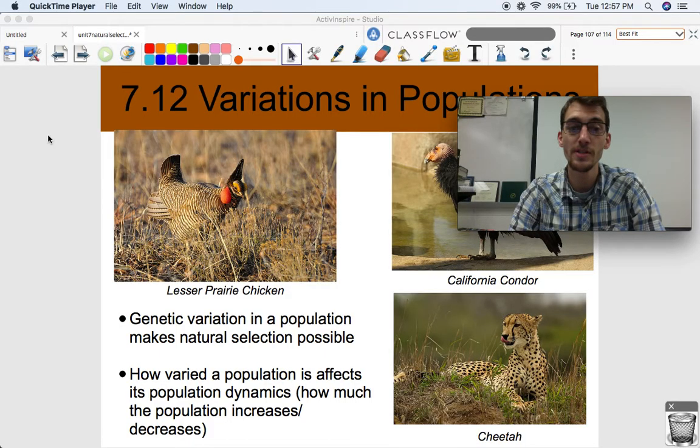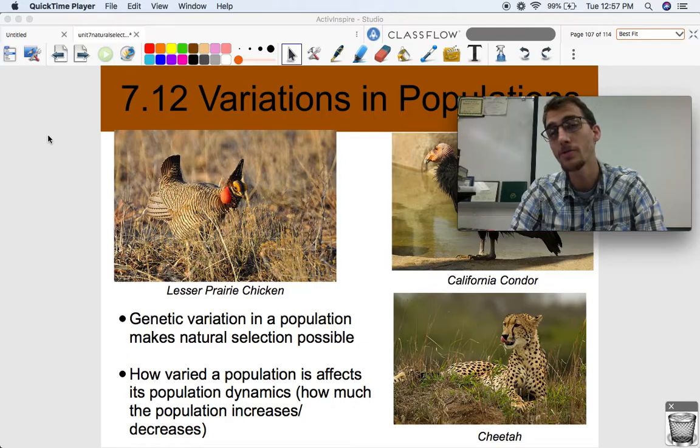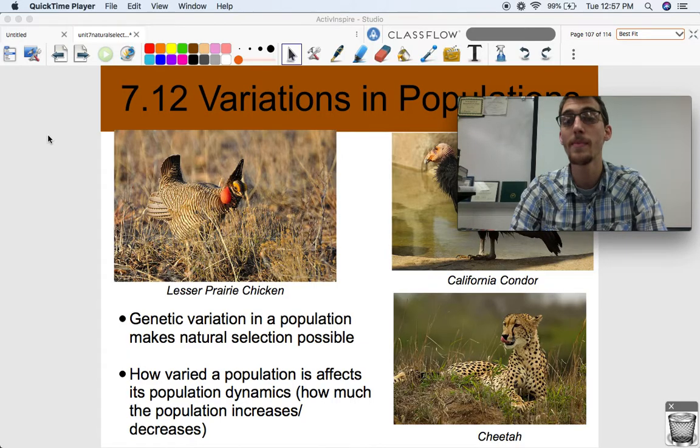Today we are continuing our 7th unit on natural selection by getting into topic 7.12, which is variations in populations. This first bullet point is that genetic variation in a population makes natural selection possible. Natural selection, as we know from way back in the beginning of the unit, really can't happen without there being some genetic differences within individuals in a population.